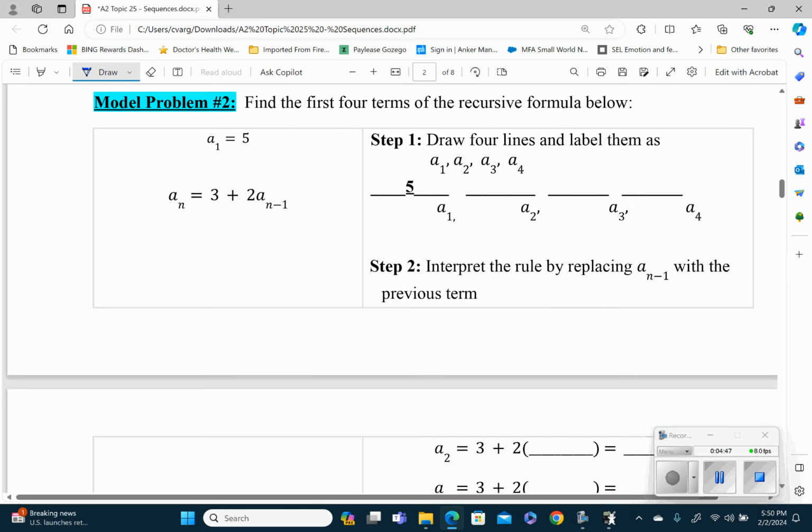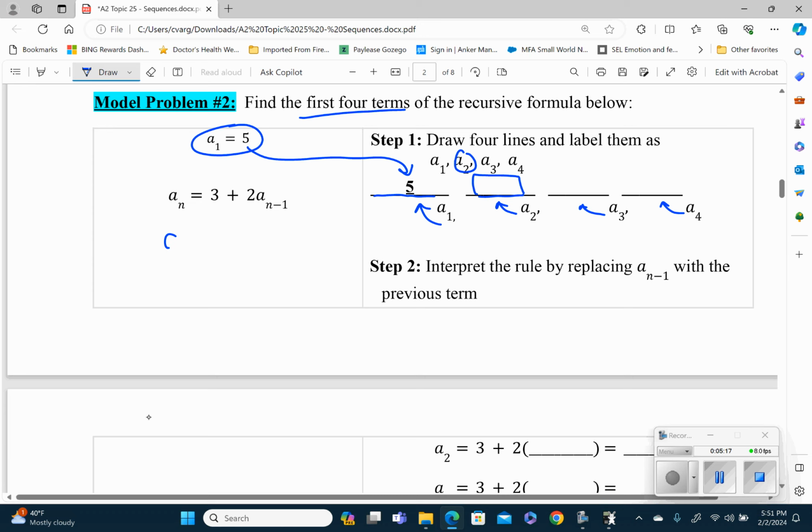All right, model problem number 2. So find the first 4 terms. That's what we're looking for. So we're looking for a1, a2, a3, and a4. Okay, so to start, they give us a1 is 5. So in the a1 line, I just put 5 there, okay? Now, how do we find a2, which is the next term that we're looking for, which goes right here? So how do we find that?